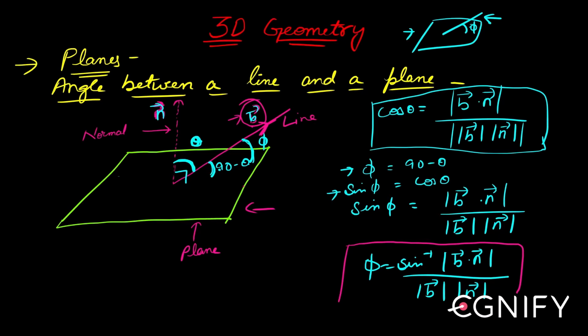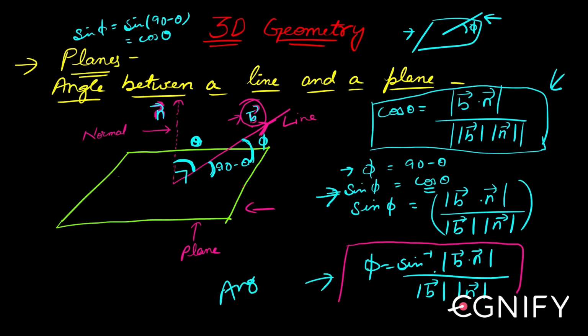So I've taken sine on both sides. Sine phi is equal to sine of 90 minus theta. Sine of 90 minus theta is cos theta. So sine phi is equal to cos theta is what I got. Cos theta is already available from here, so I'll put that here. So sine phi is what I have. Now phi is equal to sine inverse of this. So this is the angle that I'm looking for, the required angle.